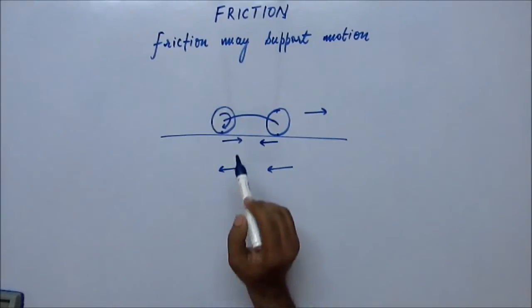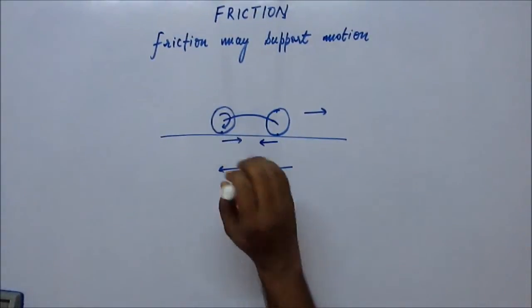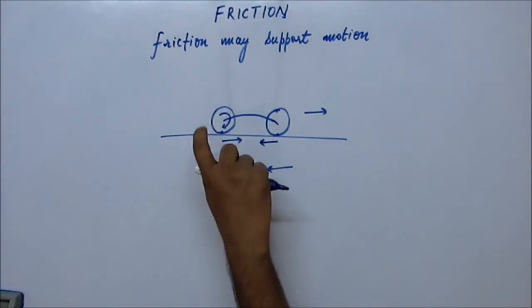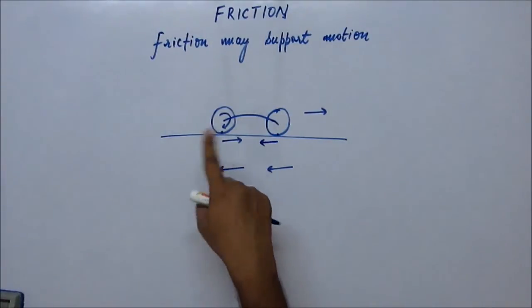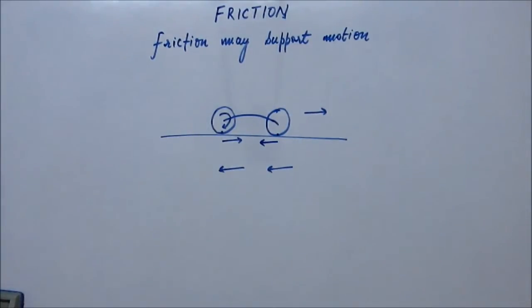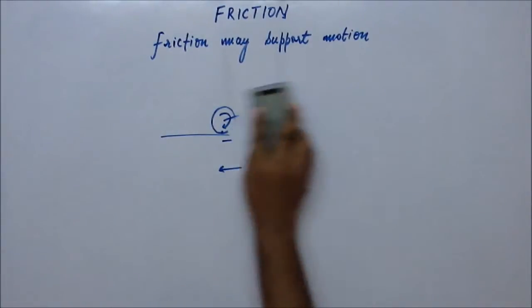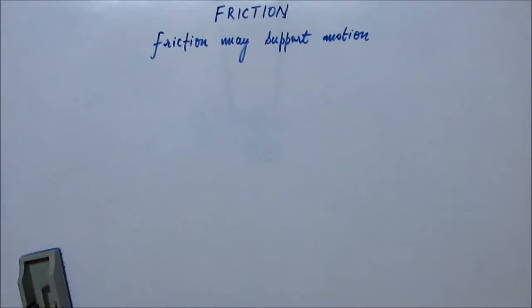Had there been no friction, then this wheel would have rotated on the same point on the ground. It would have kept rotating and the bicycle wouldn't have gone forward. Okay, so friction helps in motion. Friction doesn't always oppose motion. Friction a lot of the time supports motion.